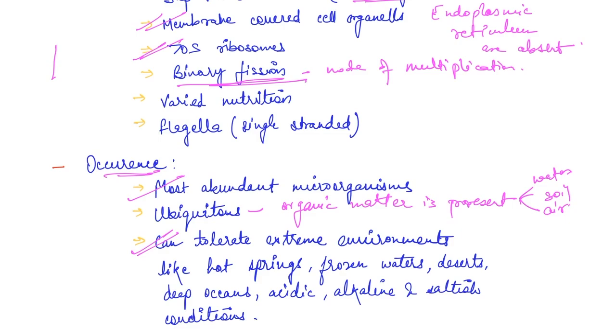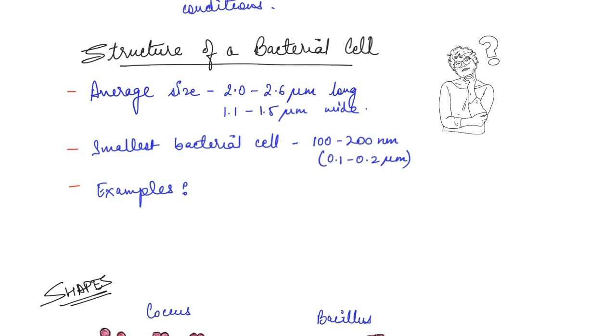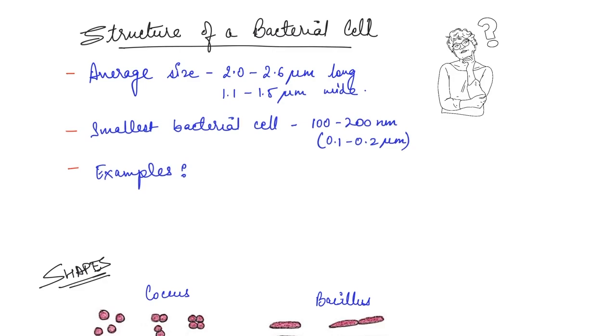Now let's go towards the structure of bacterial cell. So have you thought about the structure of a bacterial cell? What is the exact structure? Can we see a bacteria through a naked eye, or is the size very small? So I'll explain to you the structure of the bacterial cell. So basically, they cannot be seen with the naked eye. They are microorganisms, and the average size of a bacteria is somewhere around 2 to 6 micrometer in length and 1.1 to 1.5 micrometer in width. Okay, so you will have to learn these things.